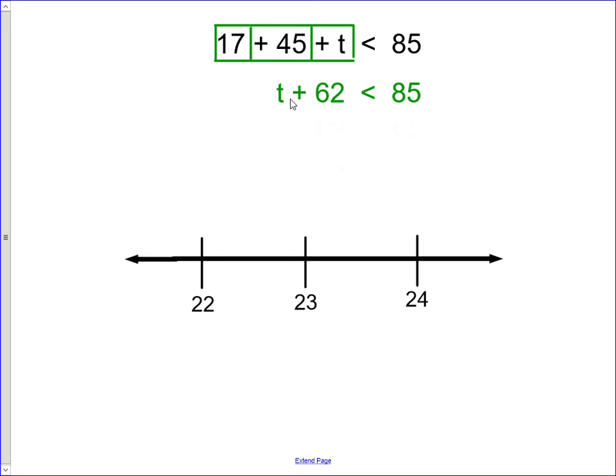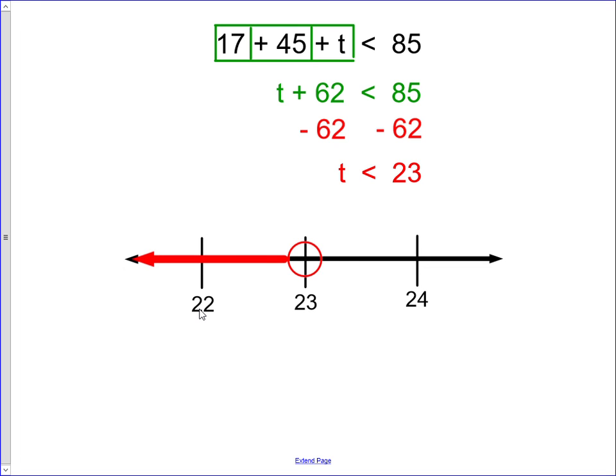From here, we just follow our steps. Here's the variable, they're adding 62. The inverse of adding 62 is to subtract 62. When we do so on the side with the variable, it cancels out, and we're left with t is less than 23. Since this says t is less than, not less than or equal to, we know we're going to use the open circle. It's less than, so we're going to shade it to the left. So this would be our solution.